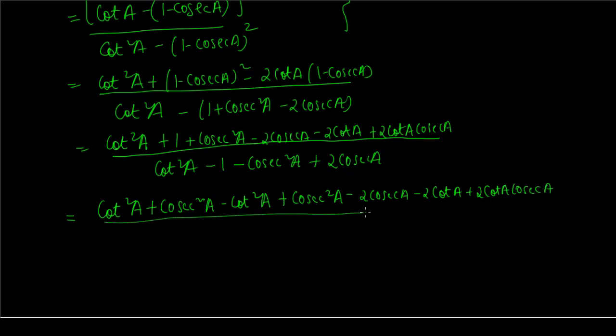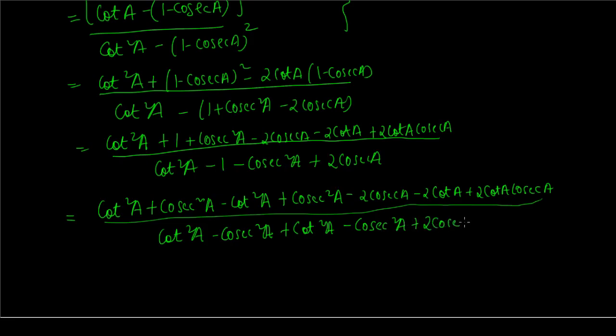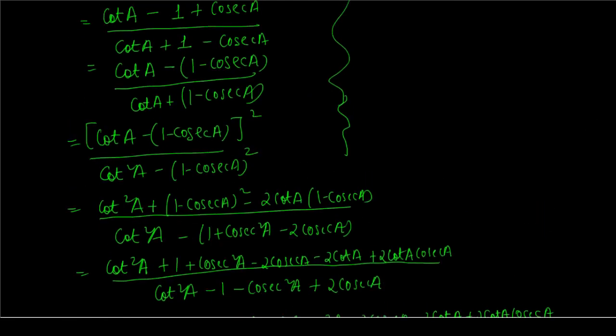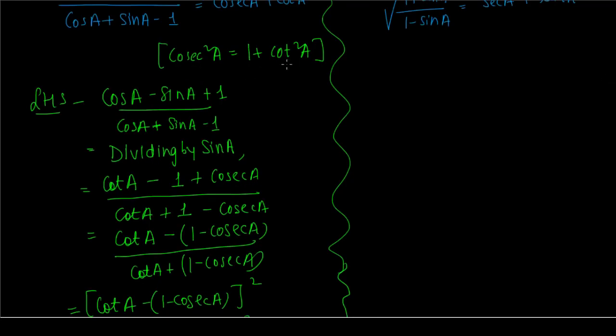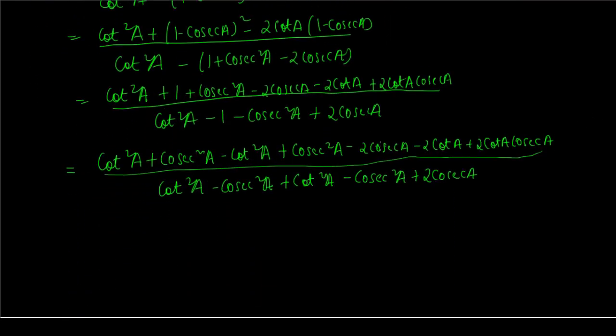Divided by, again a similar thing on the denominator as well, cot square A minus cosec square A plus cot square A, because cosec square A minus cot square A, the minus comes outside, so minus cosec square A plus cot square A, minus cosec square A plus 2 cosec A. And this has come from which identity? Simple. Cosec square A is equal to 1 plus cot square A. So when this goes here, you get cosec square A minus cot square A is 1. So we've replaced 1 by cosec square A minus cot square A.